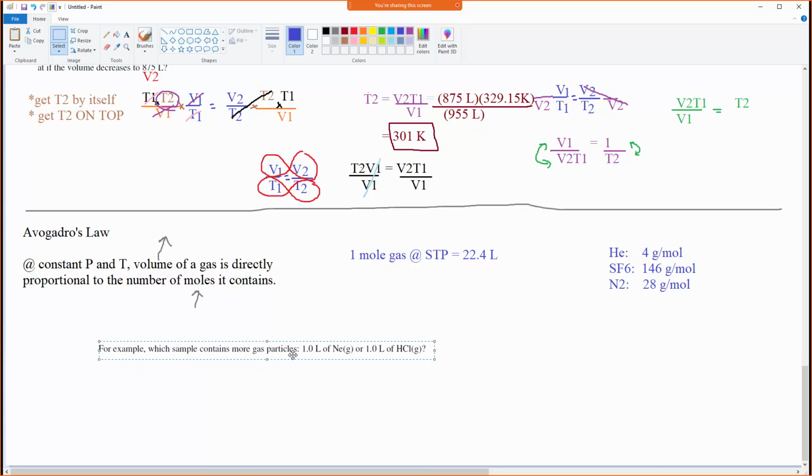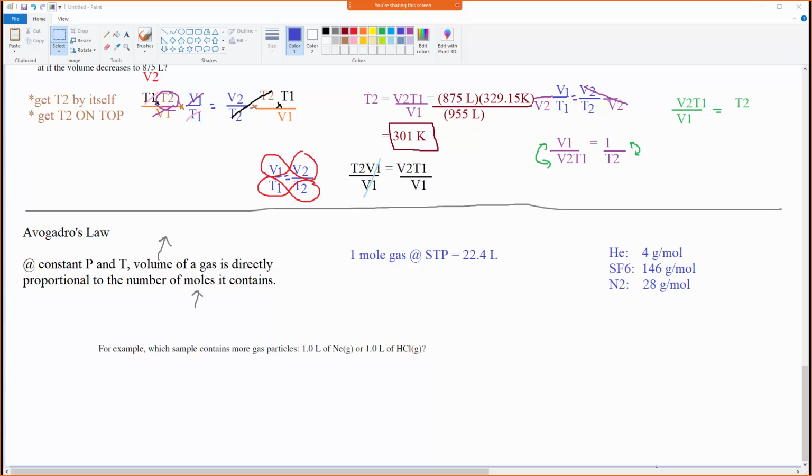Which sample contains more gas particles, a liter of neon or a liter of HCl gas? They're the same. Exactly. They are the same because it's a liter of gas, even though I've got twice as many atoms here, it's just one molecule versus one atom. So these are neon gas particles, HCl gas particles. They have the same number of particles, even though this has twice as many atoms in there.